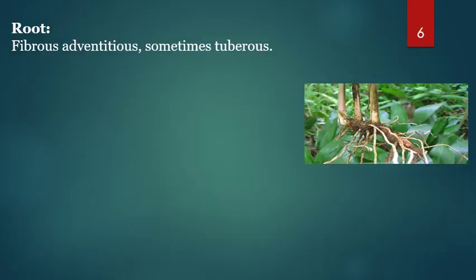The root of this Liliaceae family is fibrous and adventitious. It means these are long and slender roots, and these commonly develop on creeping and underground stems like grasses. And in some cases these roots are tuberous adventitious. In this case these are swollen and fleshy roots, and these roots contain stored food material.